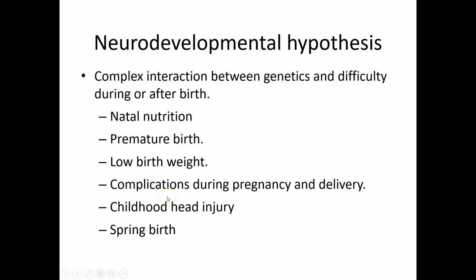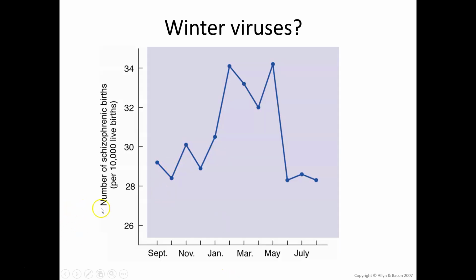Childhood head injuries also increase that risk. But probably one of the more interesting ideas is a spring birth. If you were born, in particular, partially around January, but largely March, April, and May, you're actually far more likely to be predisposed to schizophrenia than people born other months of the year. So what you're looking at here are number of schizophrenic births per 10,000 live births.